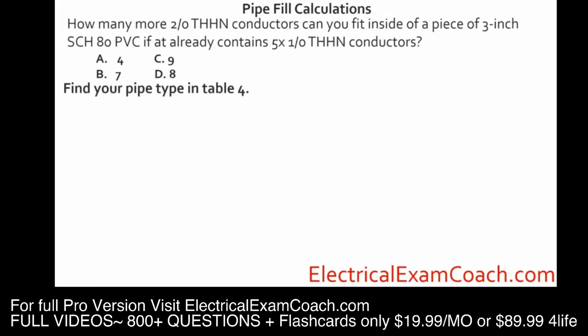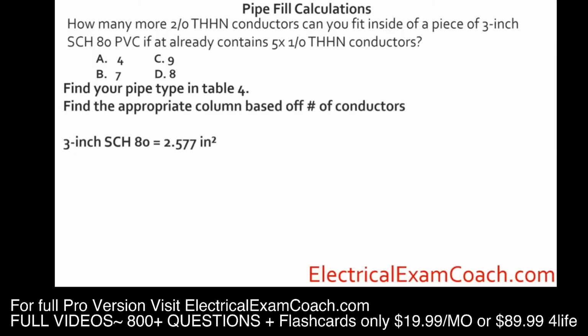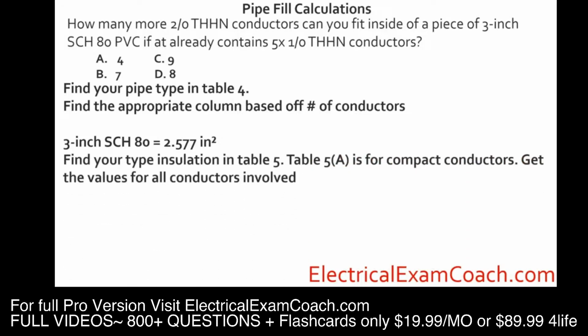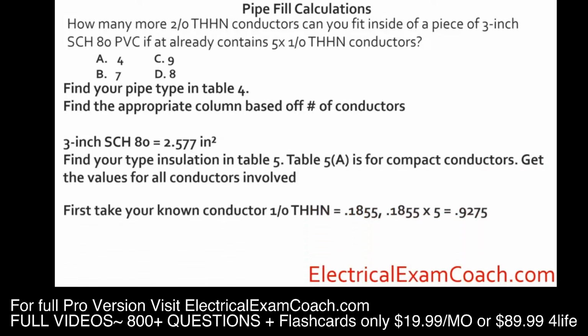Well, what we're going to do is go to Chapter 9, Table 4 and find our pipe. Then we're going to find the appropriate column based off of our number of conductors. And we're going to find that for 3-inch, here is the value. Then we're going to go find our type of insulation in Chapter 9, Table 5. Go ahead and get all of the values for conductors that are involved.